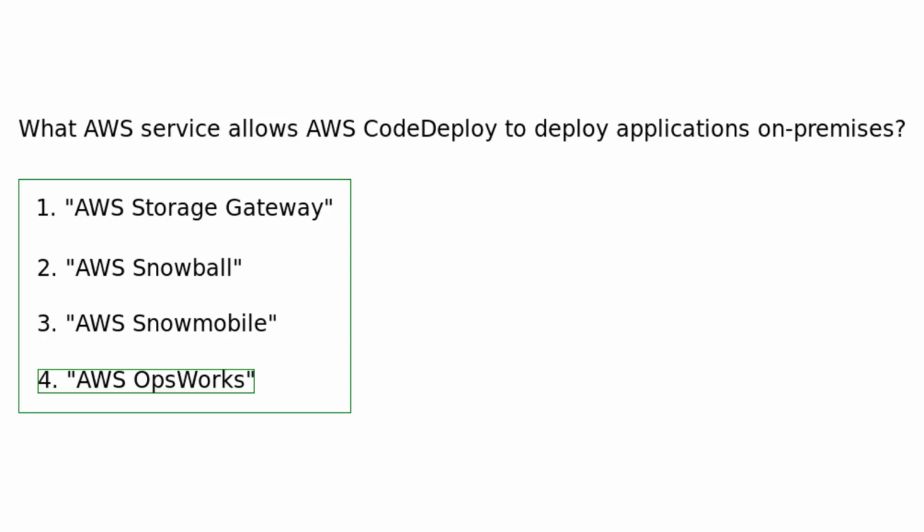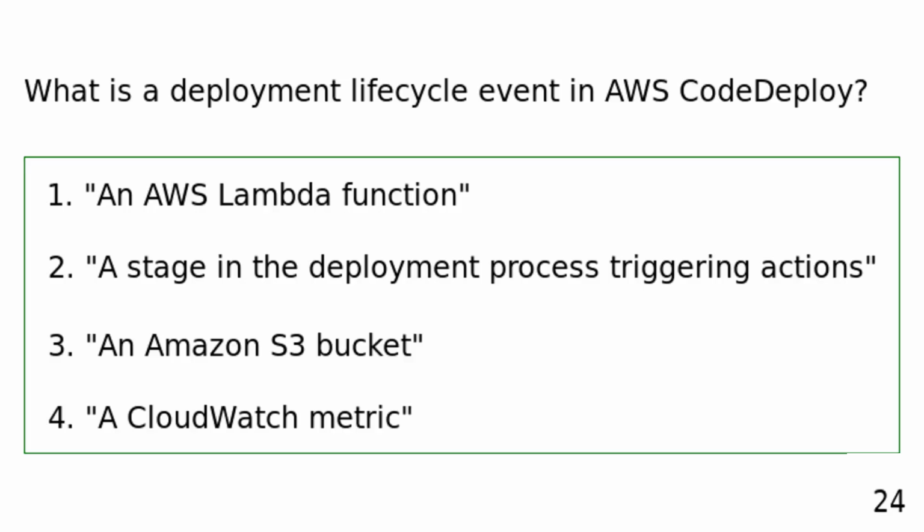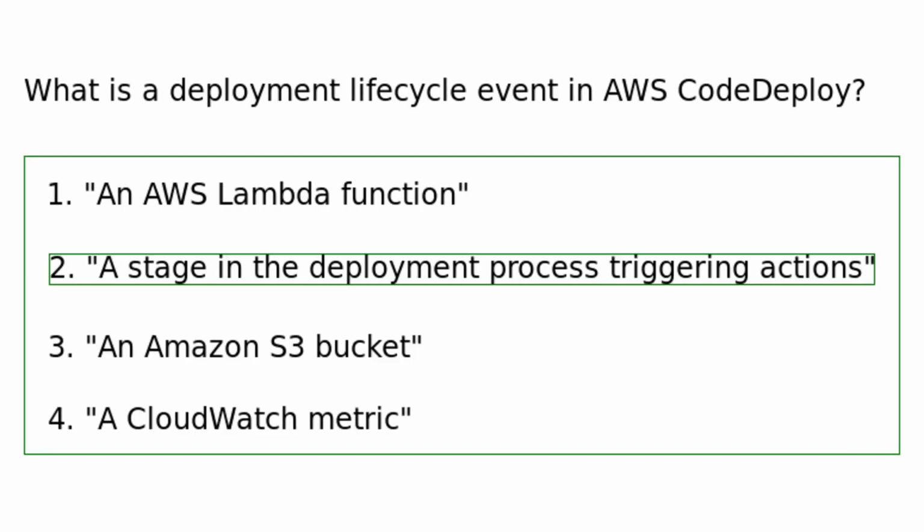What is a deployment lifecycle event in AWS CodeDeploy? An AWS Lambda function. A stage in the deployment process triggering actions. An Amazon S3 bucket. A CloudWatch metric. A deployment lifecycle event in AWS CodeDeploy represents a stage or step in the deployment process that triggers specific actions or checks.